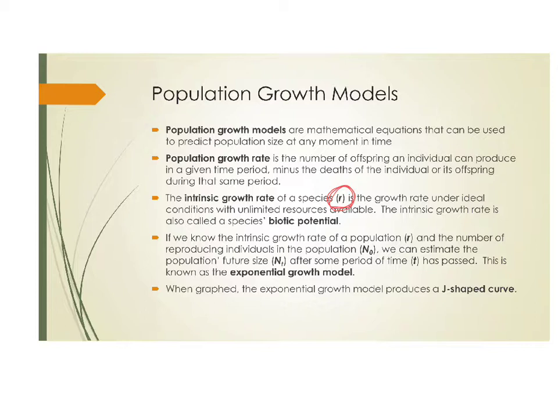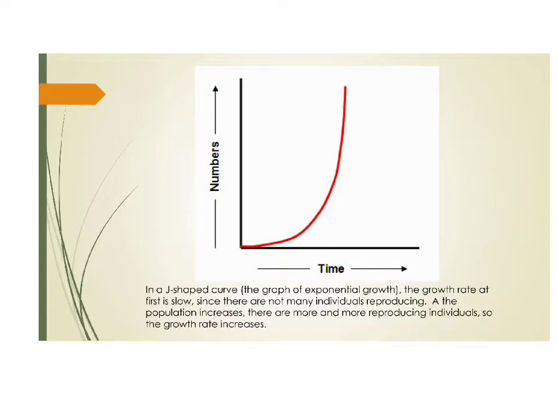When graphed, the exponential growth model produces a J-shaped curve. And here's that J-shaped curve. So notice that the x-axis is time and the y-axis is numbers. In a J-shaped curve, which is the graph of exponential growth, the growth rate at first is slow. And this is this part right in this area here. Of course, I'm using red over red, which is kind of dumb. But this area right here.